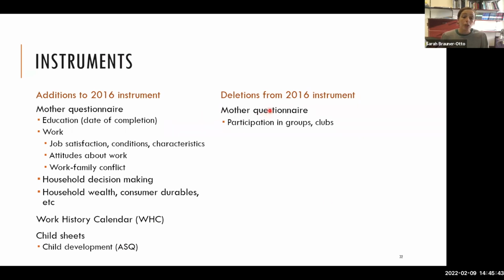So we're going to cut a few pieces of information from the 2016 instrument. For mothers, we're really just cutting questions about whether they had participated in groups and clubs. And for kids, we're cutting the education piece because we're not interviewing kids who are in this age group.